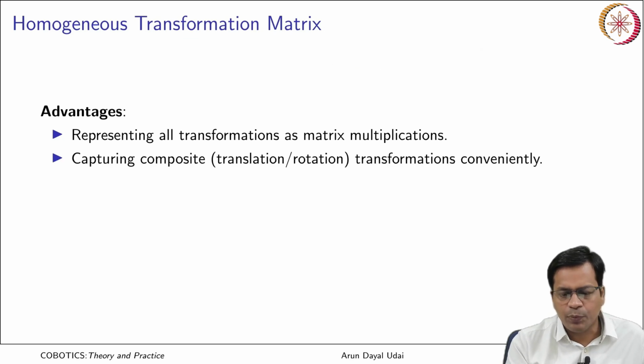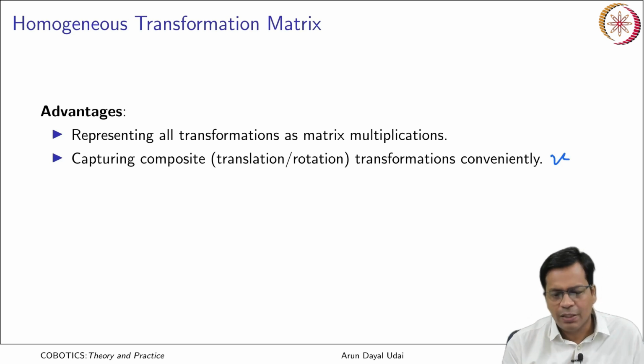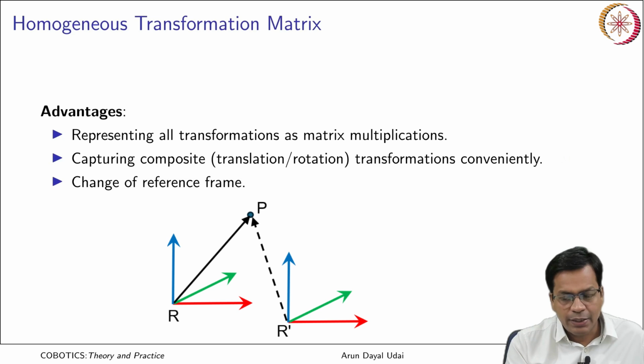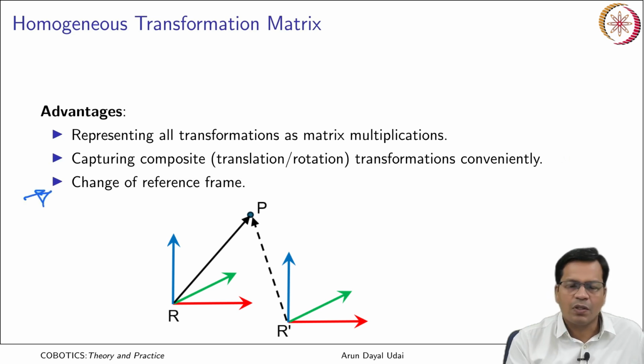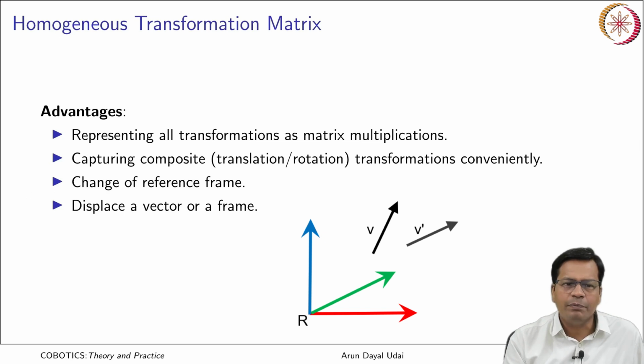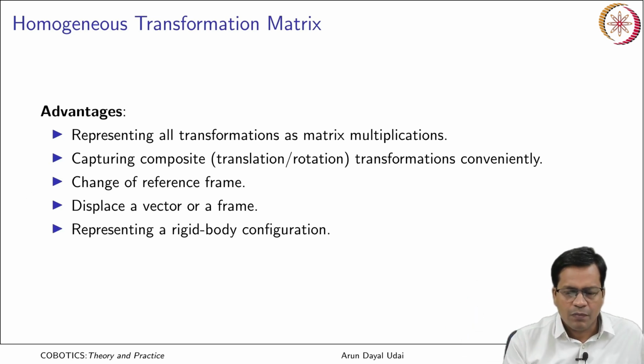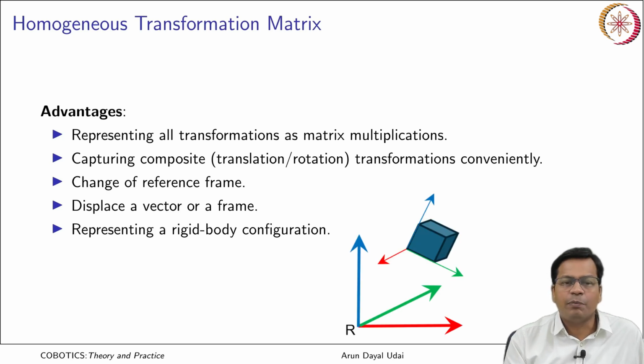It captures composite, that is the translation as well as rotation transformation, conveniently. A single matrix can have both. It can do transformation that includes rotation as well as translation operation. It can change the reference frame, not just a position vector, it can also change the reference frame of the object. It can displace a vector or a frame. A vector can also be displaced. It can represent the rigid body configuration.